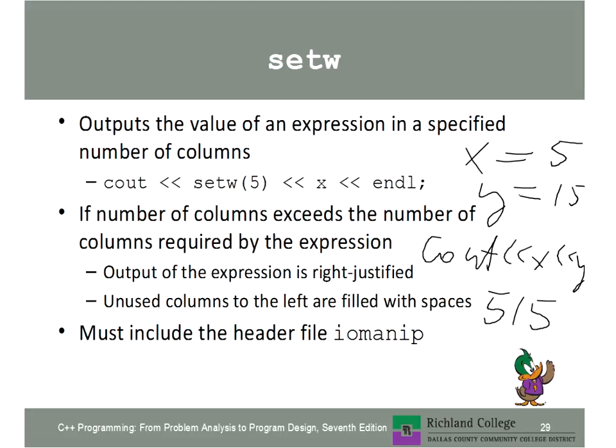If you're not using any manipulators, the value is going to be printed to the minimum space. So if you want to separate these values, 5 and 15, that's when you're using the setw, when you're setting the width of the output.